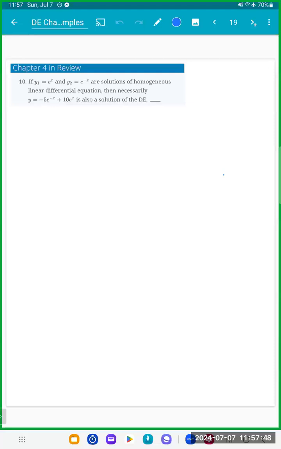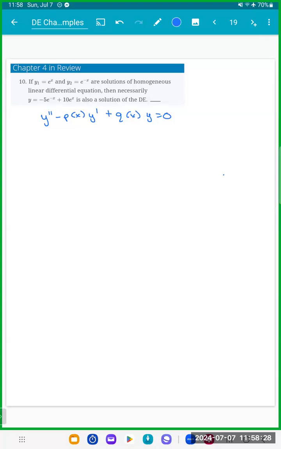Okay, so to verify if y equals negative 5e to the negative x plus 10e to the x is a solution of this differential equation, we need to check if it satisfies the homogeneous linear differential equation. So we're given the two y1 and y2, and we're given that they are solutions. And so remember, we can write this as y double prime plus p of x y prime plus q of x y equal to 0.